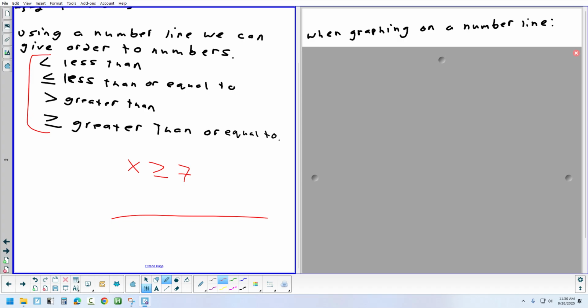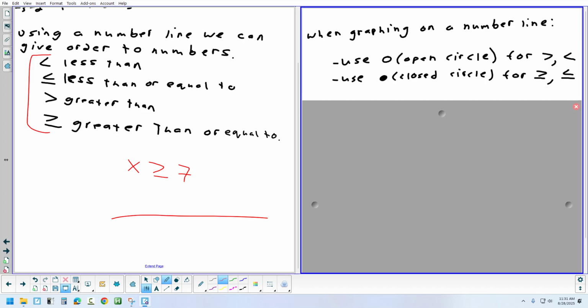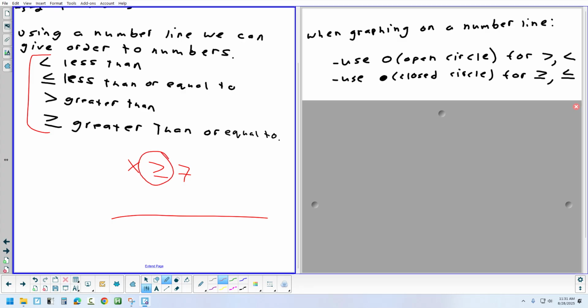There's 2 kinds of circles. Does anybody know the 2 kinds that I'm referring to? Yeah, Claire? The empty circle means it's not equal to, and the filled circle means it is equal to. Yep. So the 2 kinds of circles, you get the open and closed. And if you keep it open, that means you had a greater than or a less than. Or like in this case, it should be a closed circle because it's greater than or equal to or less than or equal to.